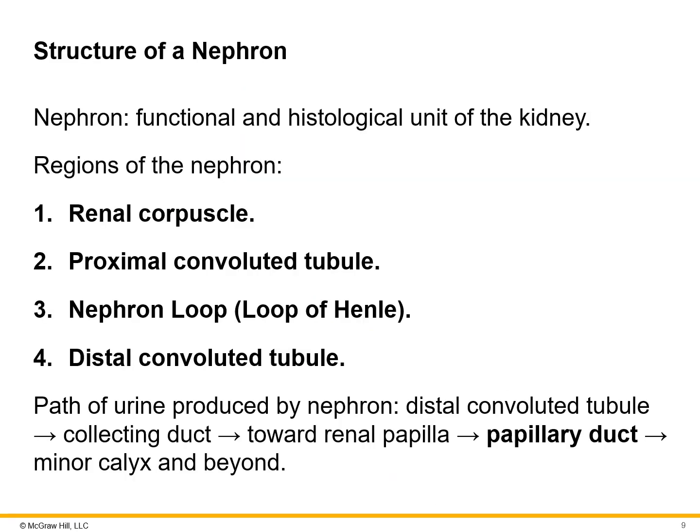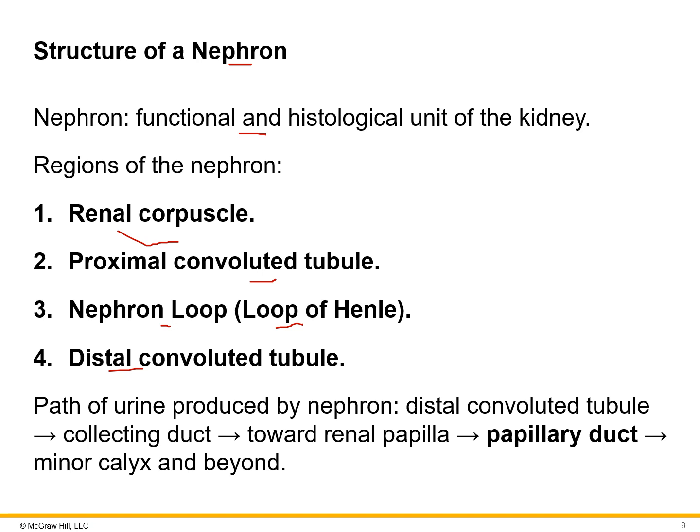All right, so now talking about a nephron, which is kind of a functional unit of the kidney, and there are a few different parts to the nephron. We start with what's called the renal corpuscle, then we go to the proximal convoluted tubule, the nephron loop, more commonly known as the loop of Henle, and then the distal convoluted tubule. So we have renal corpuscle, proximal convoluted, loop of Henle, distal convoluted.